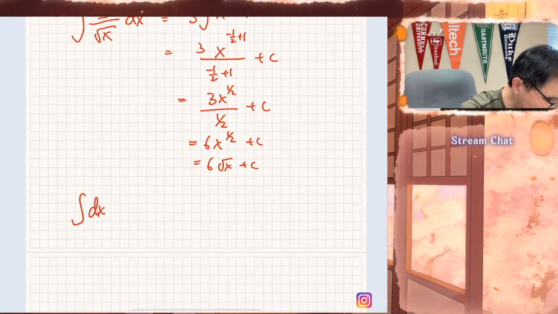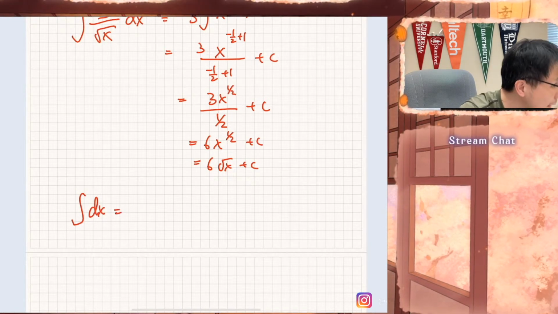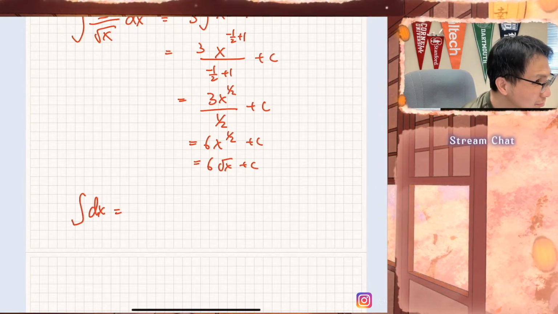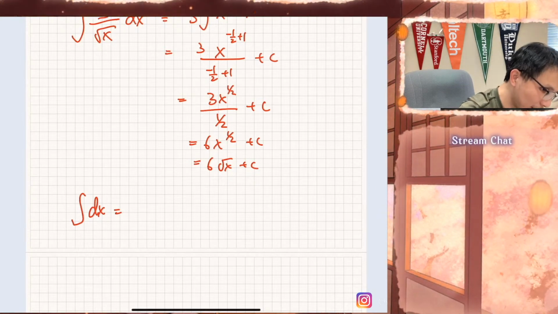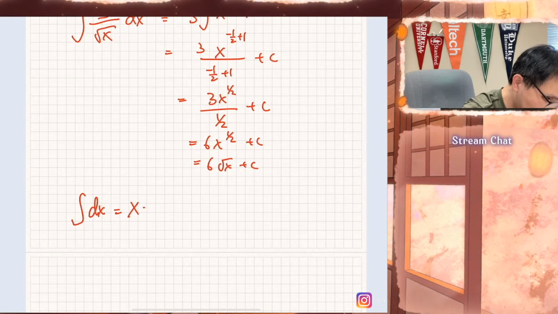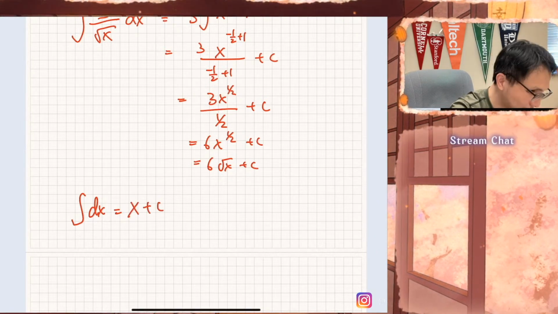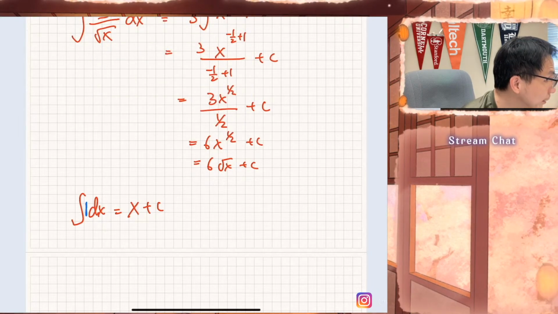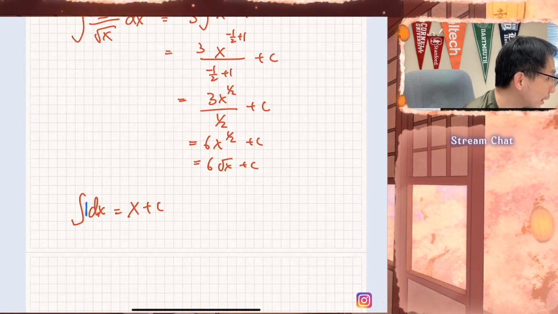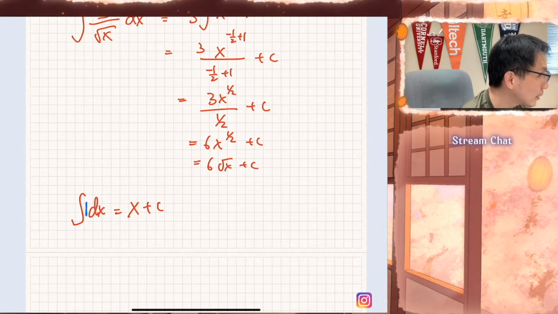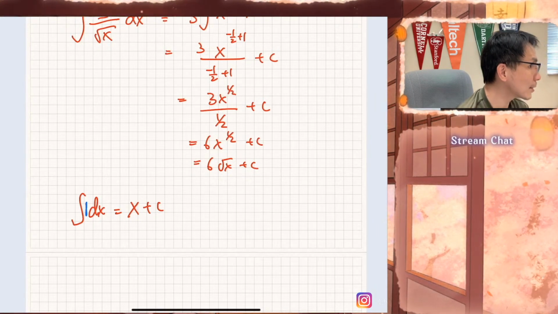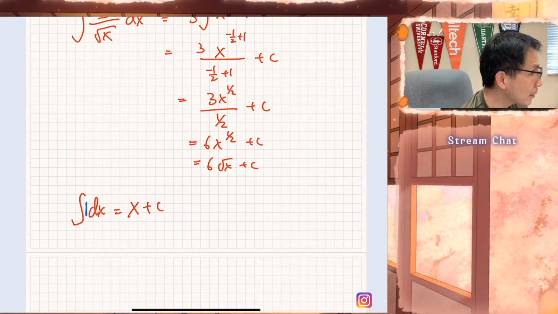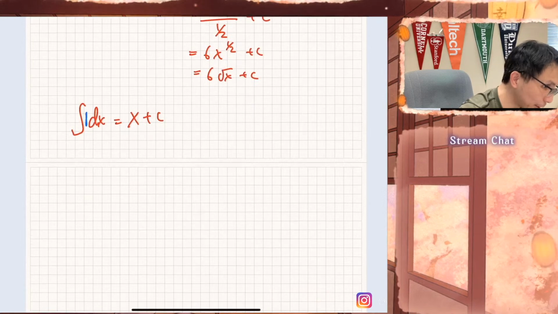Okay, what's the integration of dx? This is kind of a hard one. Is it a c? This is x plus c. It's x plus c, because there's a 1 there. It's not written, but it's always there. It's 1 to the power of 1. You don't write down 1x, but at the same time you don't write down this part here either.